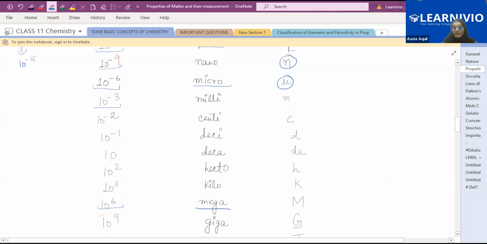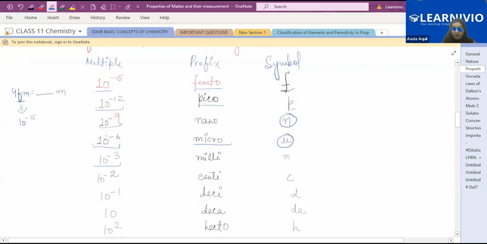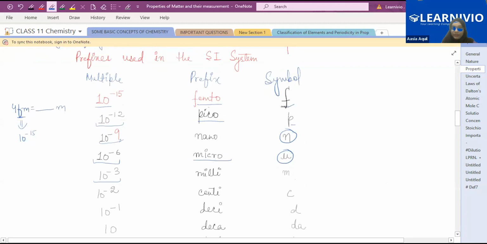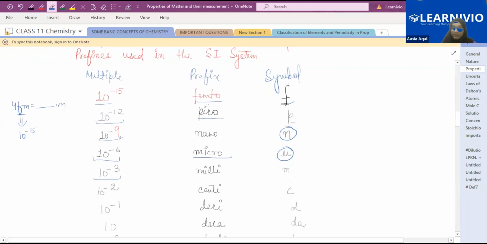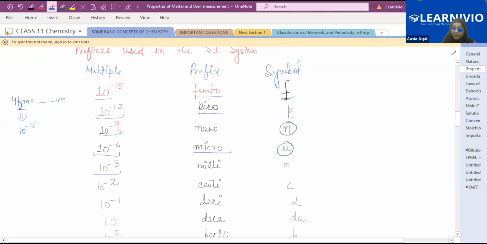So you basically have to remember all this stuff. These are very important. Is it correct? Please just go through it. You have to memorize this: which prefix is used to show which type of multiple.